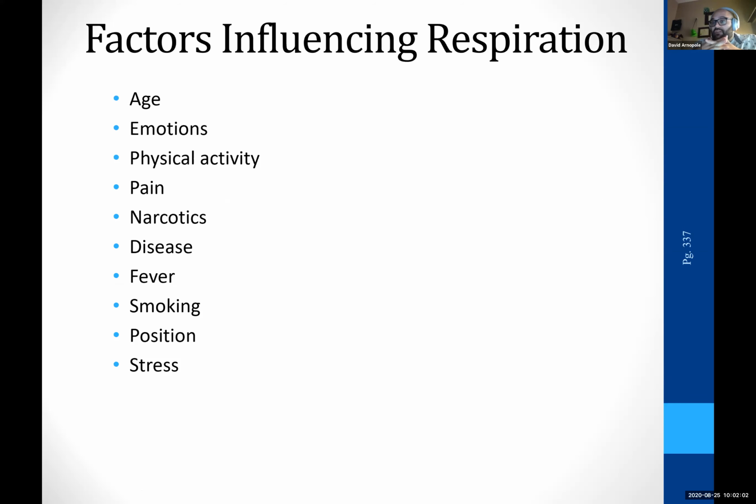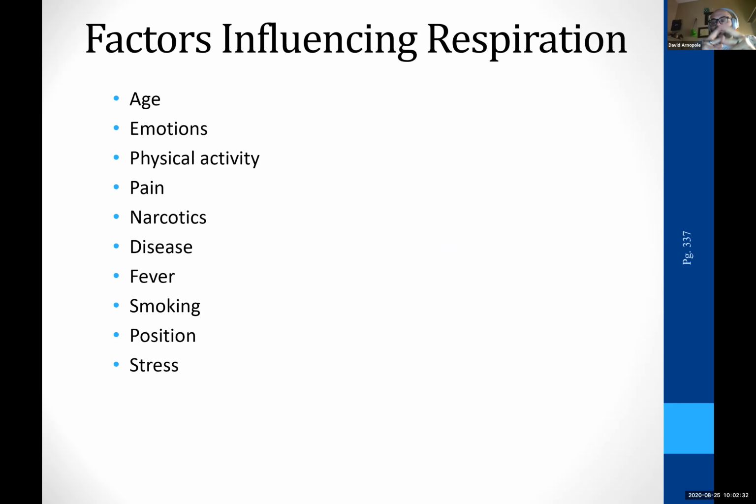Narcotics themselves decrease depth and rate. And when we talk about pain and get into pharmacology, it'll make more sense if you don't understand it now. Diseases, these do damage, okay? And there's a lot of different things that a disease can do to change respirations. Fever. Even a 1 degree change in fever increases breaths per minute by 4 on average.